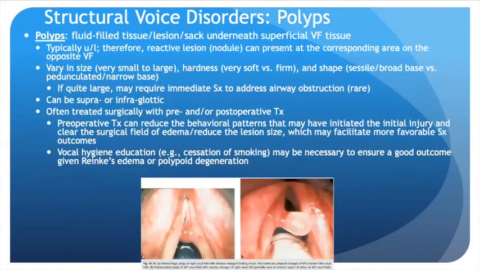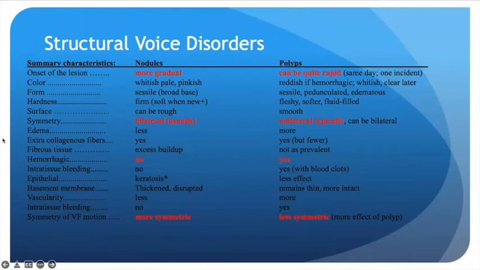Like in the case of this one here, you can see that there is a clear blood vessel feeding the polyp right there. And typically, nodules are more symmetric, polyps are less symmetric, since nodules are bilateral and polyps are typically unilateral.